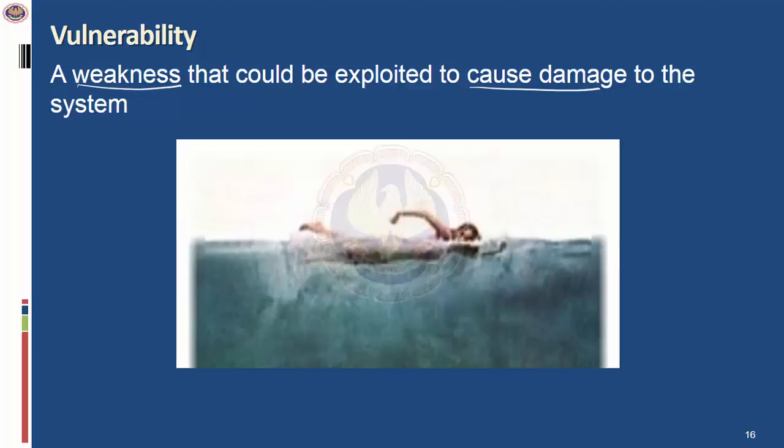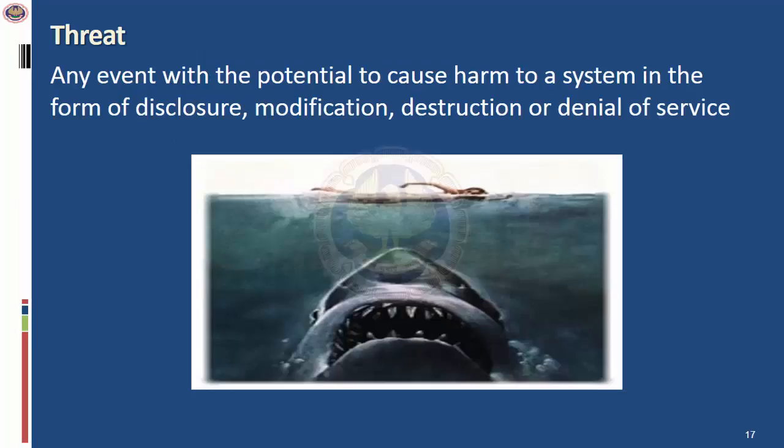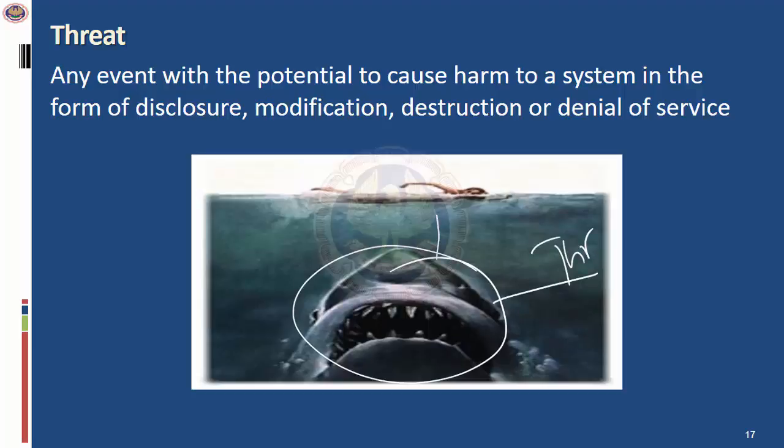She's enjoying this swim, but there is a shark. The shark is a threat. Now, as long as the shark is not interested in the lady, then there is no problem. There is no risk. But when the shark gets interested in the lady, then there is a risk. What is the risk? The shark may decide to have a meal, and the lady is gone inside the stomach of the shark. So in that case, the potential loss is loss of life.